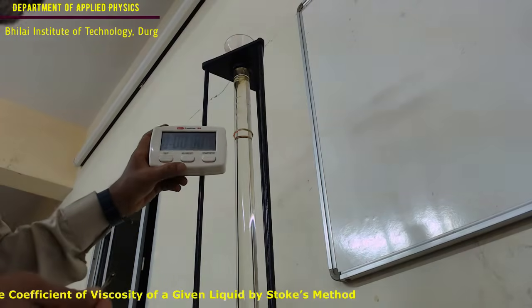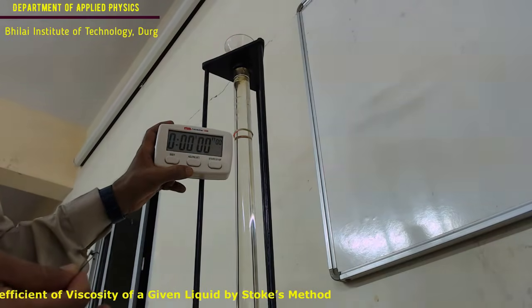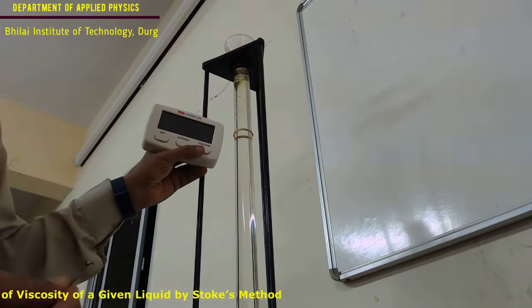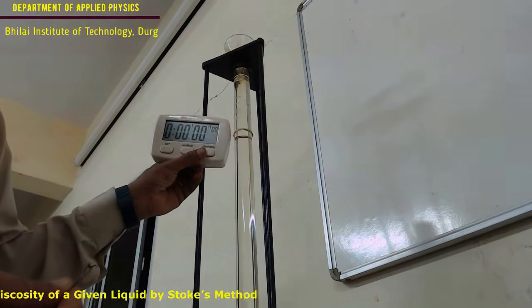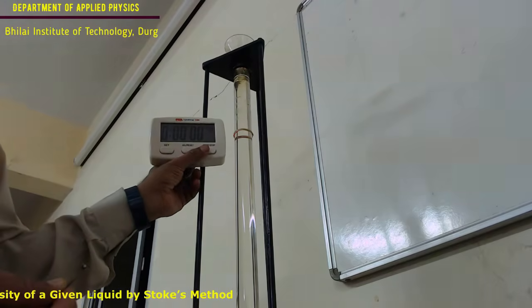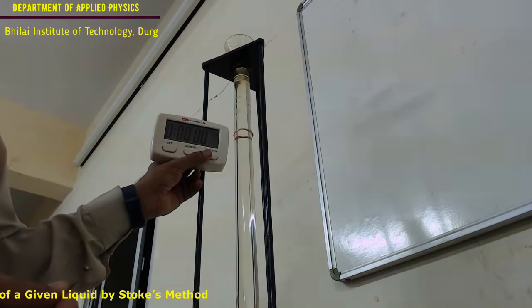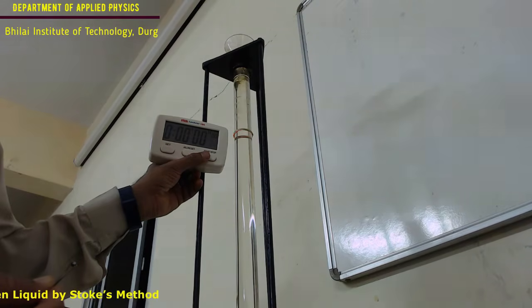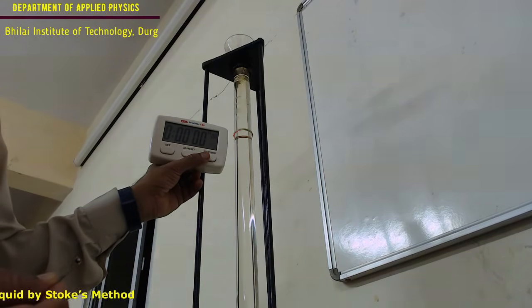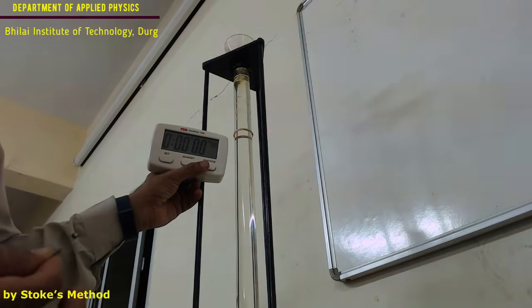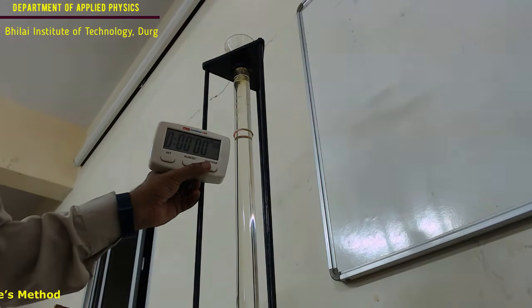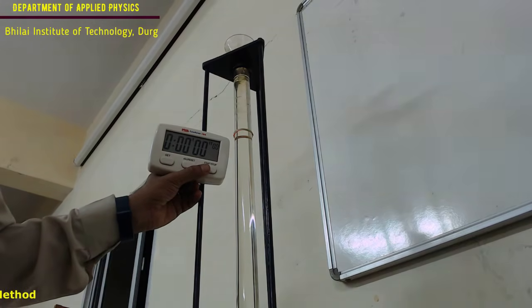So see what I do. I am keeping my stopwatch ready and I am holding it very near to see this first mark. When the ball is going to cross the first mark, I am going to switch it on, and when it is going to cross the second mark, I am going to switch off the stopwatch. So let us start the experiment.